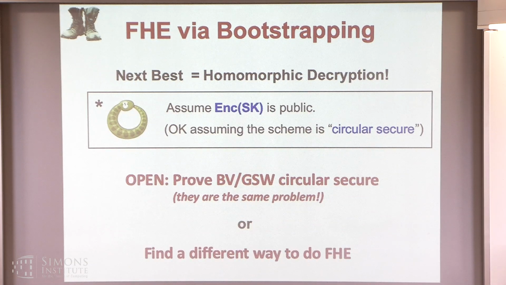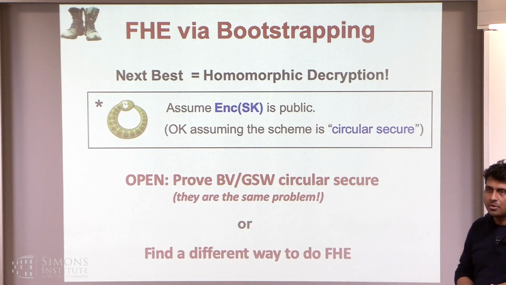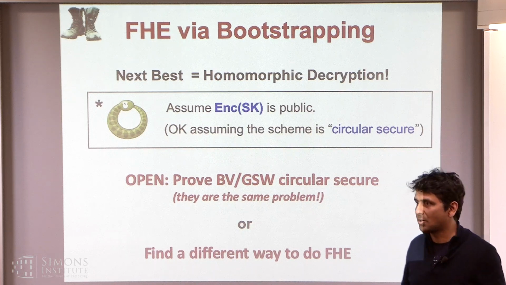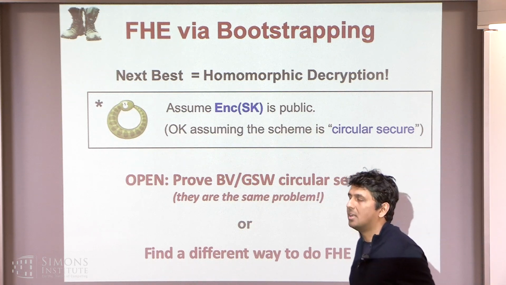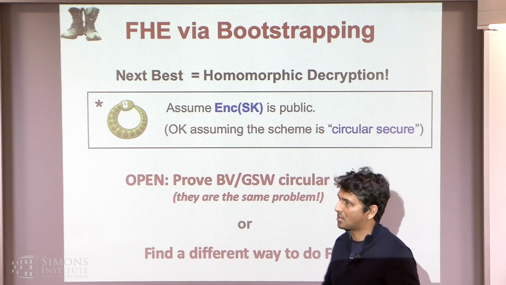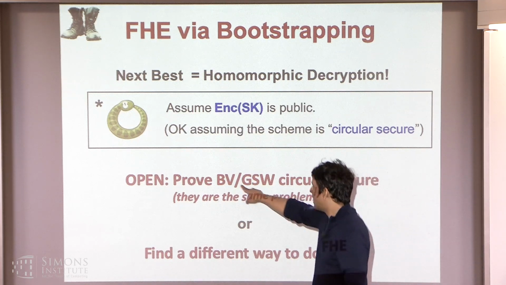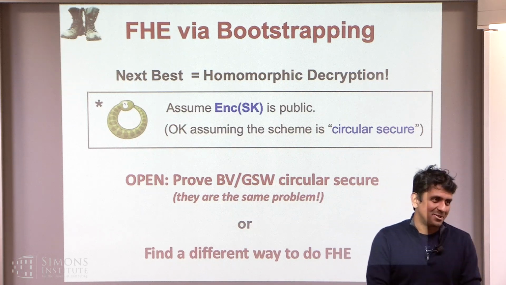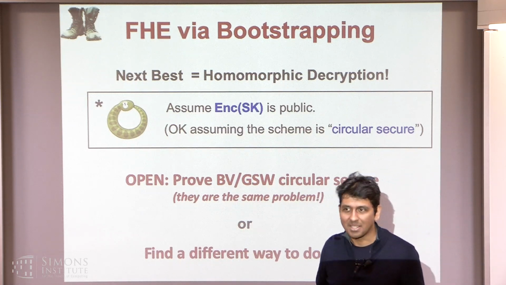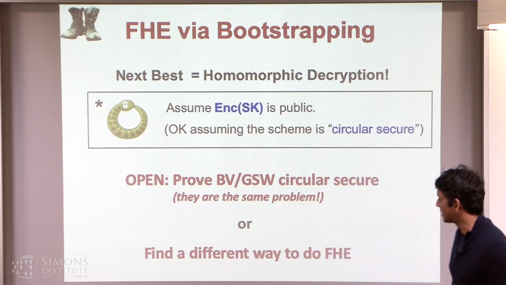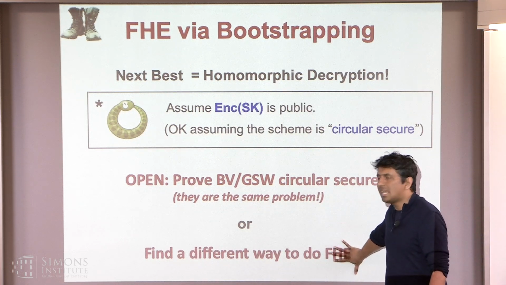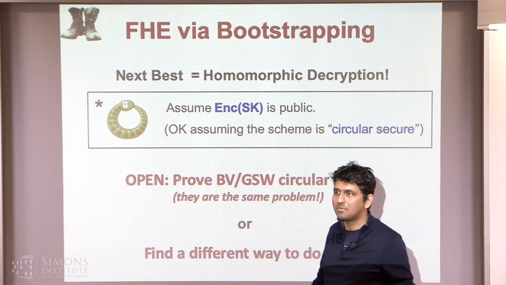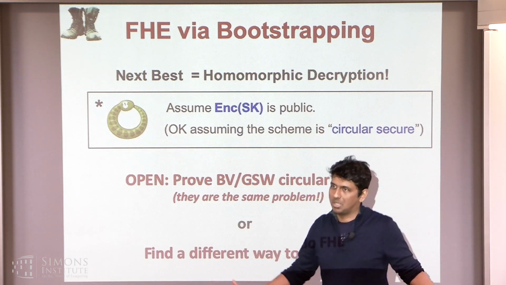So the open problem is either to prove that BV or GSW, one of these schemes, is in fact circular secure. You can actually encrypt the secret key under the secret key, and it's secure under LWE. And it turns out you don't have to think about 2 different problems. They're the same problem. The circular security assumption you need for both schemes is the same. It's not surprising to me. Or just completely eliminate this whole bootstrapping methodology, and find a completely different way to directly do FHE under LWE.